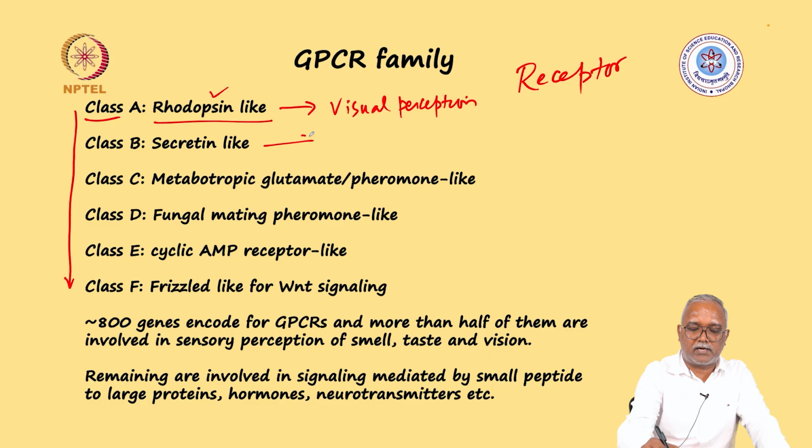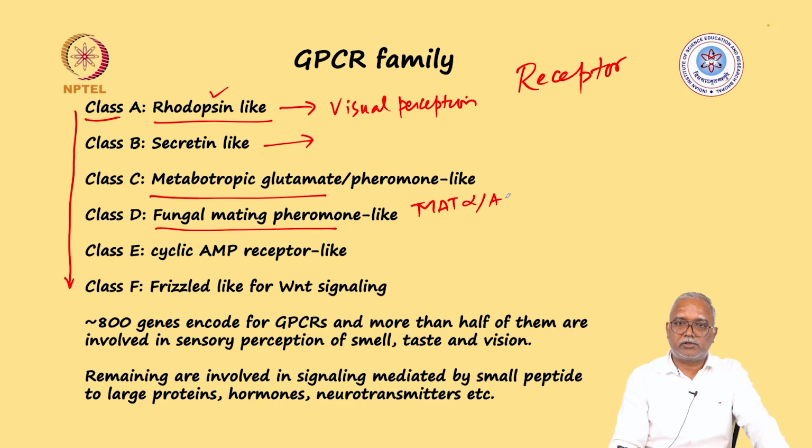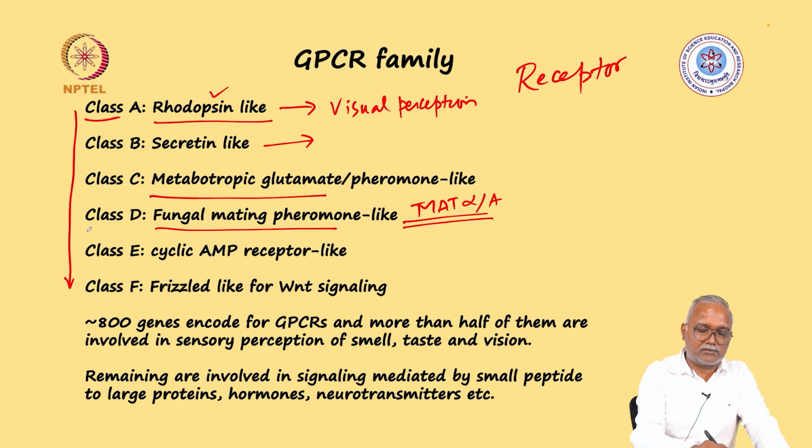Then there is something called secretin type. Then you have glutamate receptors which actually bind to glutamate and respond to that. Then there are some GPCRs which were first characterized in the fungus, where they say MAT alpha, MAT A. In case of yeast we know that we have MAT alpha and MAT A kinds of conditions. So over there this pheromone type mating situation is being controlled by GPCR, and that is your class D.